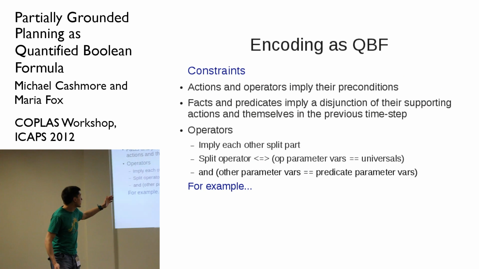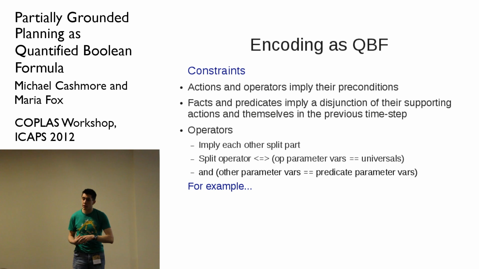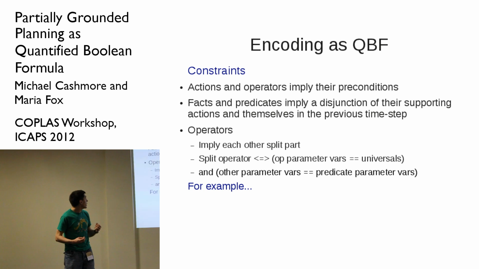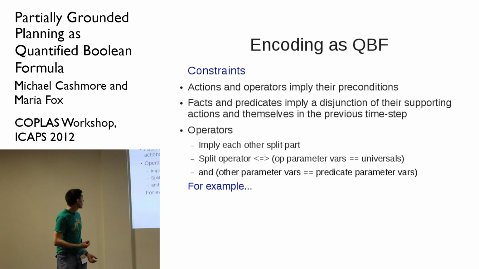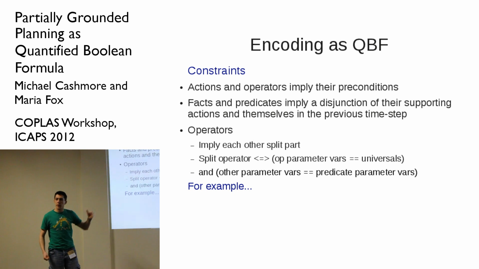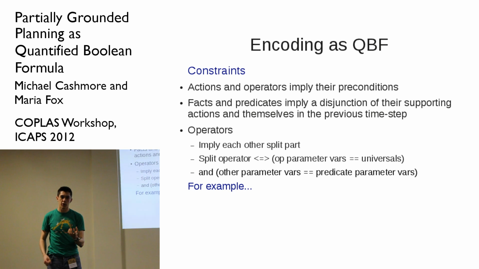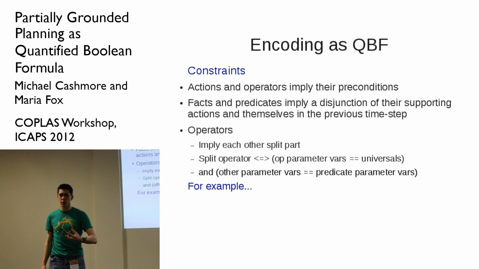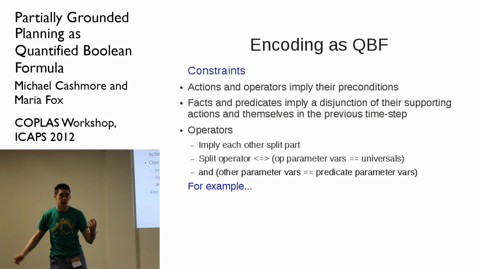So the constraints to this, as I said, actions will imply their preconditions, also operators will imply their preconditions, and facts and predicates imply a disjunction of their supporting actions and operators and themselves in the previous state. And then we have these new conditions. We want to ensure that if we make one part of the split operator true, then all the other parts will also be true, and exactly one of each will be true. We don't want to say, okay, we're going to unstack block 1 from block 2, and also unstack block 1 from blocks 3, 4, and 5. That doesn't make any sense.